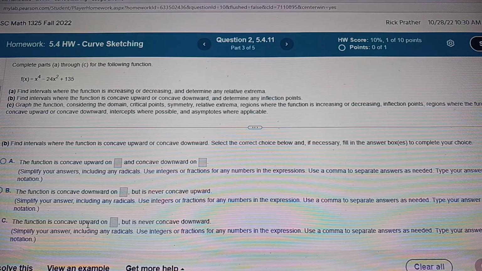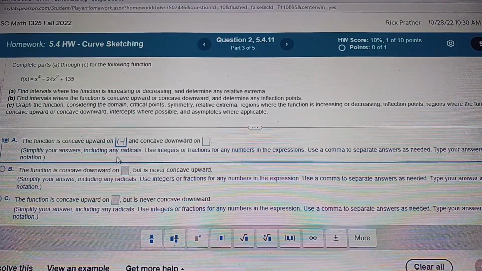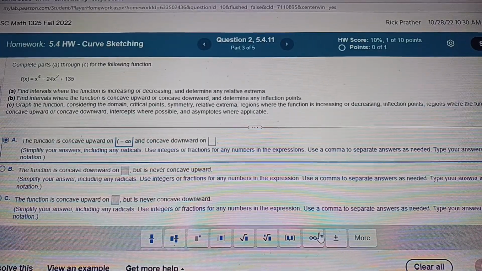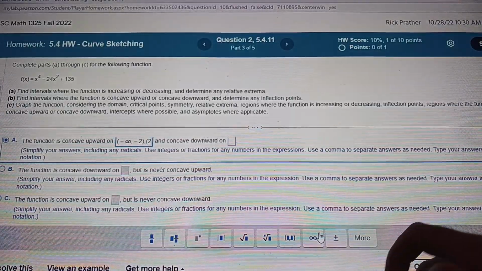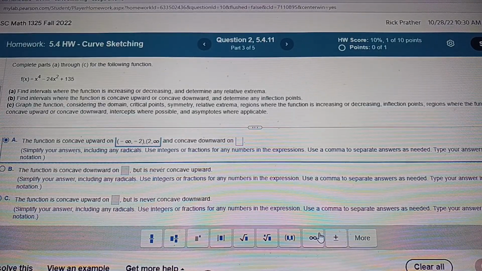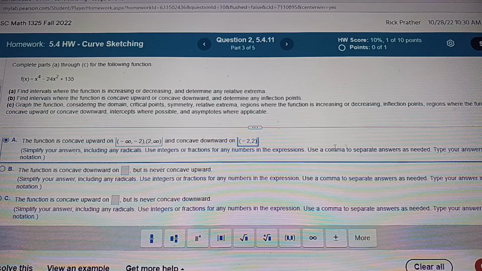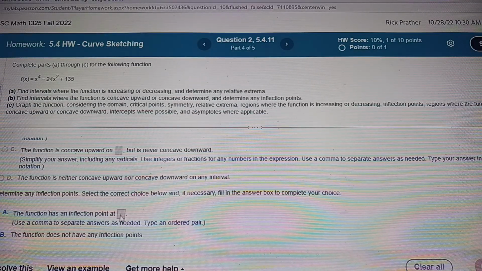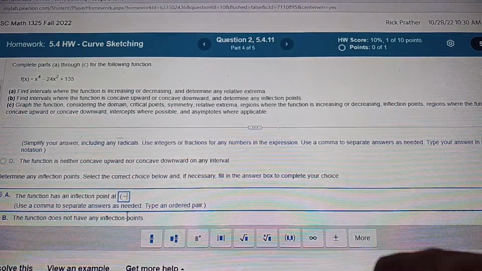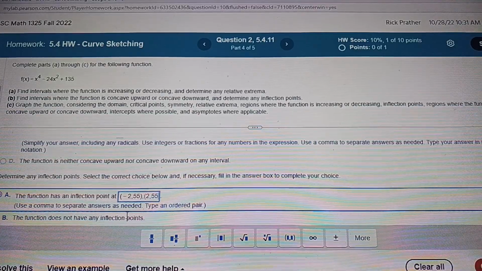So the graph is concave up from -infinity until -2. And then it does it again from 2 to infinity. And it's concave down between -2 and +2. And there's inflection points at -2, 55 and 2, 55.